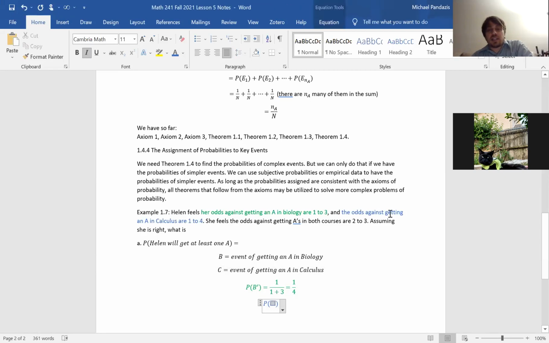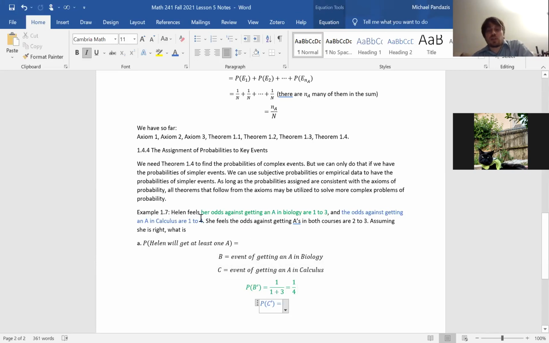So the odds against getting an A in calculus. The odds against means you don't get an A. So what we want is C prime, the probability of not getting an A in calculus, the probability of C prime. I could have chosen C to equal the event of not getting an A, but if I then said the probability of C was the probability of not getting an A, it would be, I think, more confusing. So I let C be the event of getting an A, even though it's indirect to here, and C prime be what it's given. So what's given to us by my choice of notation is the probability of C prime.